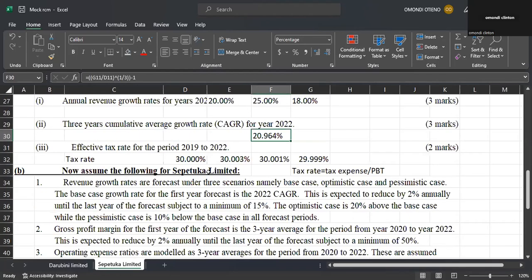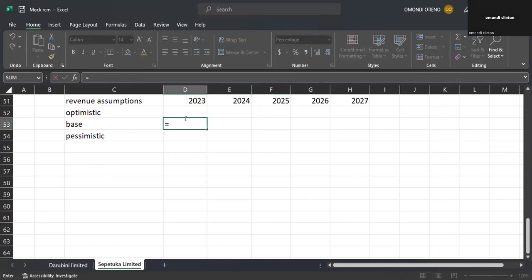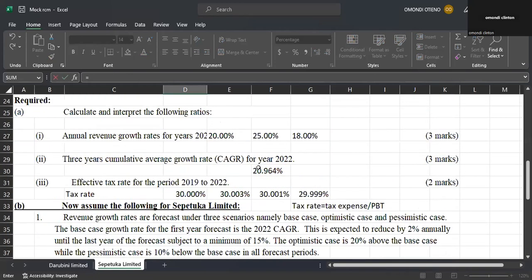But since we all know now how to calculate that, this is what you are told to pick and transfer to be the starting figure for the first year under the forecasting years. So for the base, we have been told to pick this cumulative average revenue growth rate that was calculated up here. So one, you can refer to it or just type it there directly. Typing it there or referring to it, both are okay.